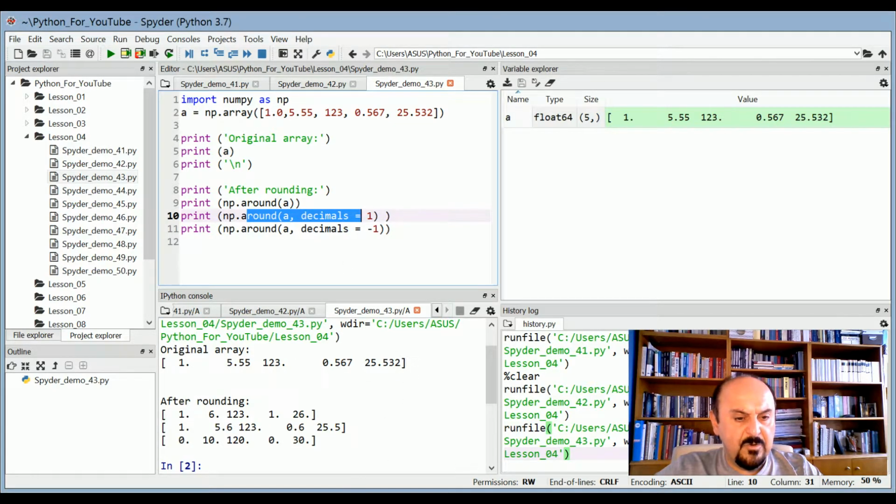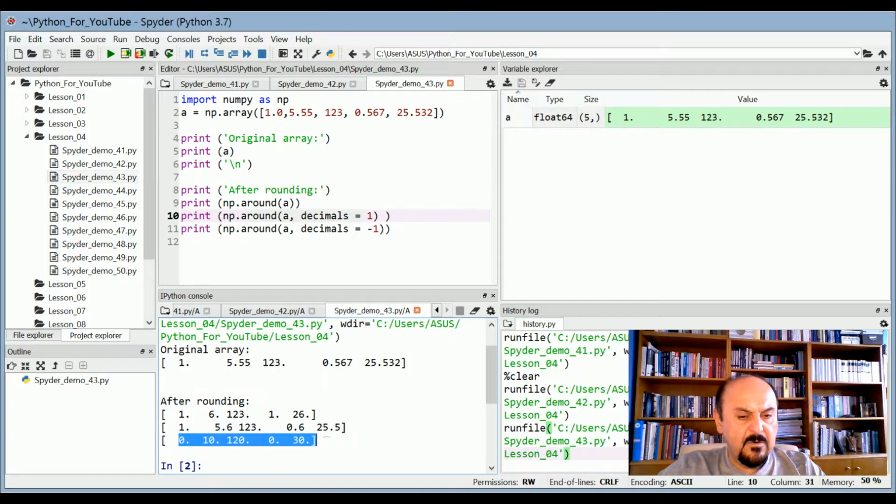Decimals equals to 1. Okay, this is 1. Okay, 5.6, the decimal part will be decreased, and this is 0.567. So it just keeps the decimal part, we can say, by -1. Okay, 25.532. Okay, it's rounded to 5. However, the other part is kept as -1.